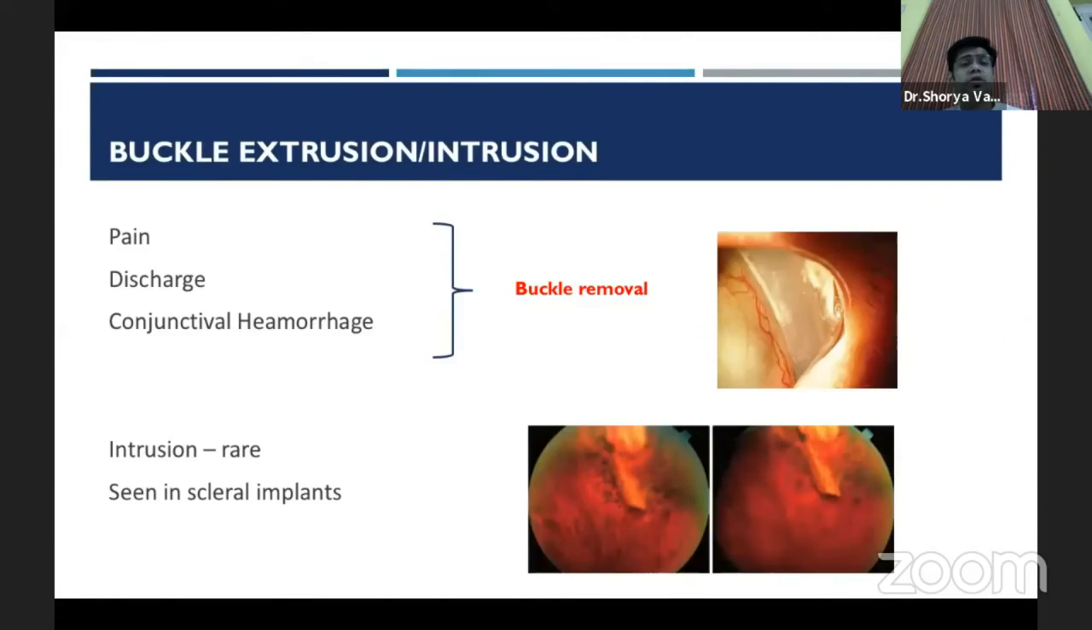Late post-op complications can be either buckle extrusion or intrusion. Buckle extrusions are more commonly seen in such cases. It's best to go in and remove the buckle. Buckle intrusions are a little complex because unless it is causing any infection or melting, we probably can just leave it and follow up the patient.